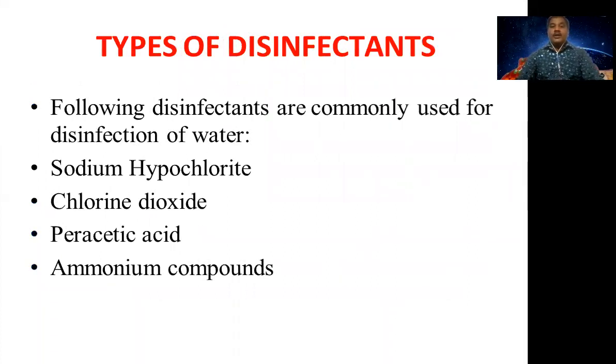Types of disinfectants. The following disinfectants are commonly used for the disinfection of water. Number one, sodium hypochlorite. Second, chlorine dioxide. Third, peracetic acid. And last, ammonium compounds. These are the disinfectants used for disinfection of water.